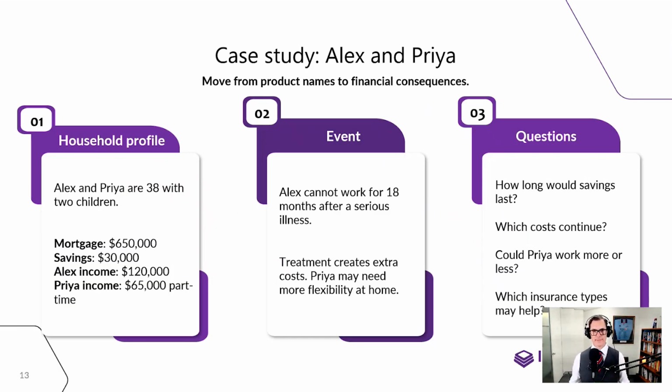All right, let's maybe do a little case study. So we have Alex and Priya. They sound familiar. I might even have some clients named Alex and Priya. In any case, they're both 38, conveniently, and they have 2 kids. There's some information about their household profile and the financial info. And something happens to Alex. He can't work for 18 months because he's had some sort of illness pop up. Treatment costs start to eat away at the family, and Priya also has to stop working as much to look after Alex.